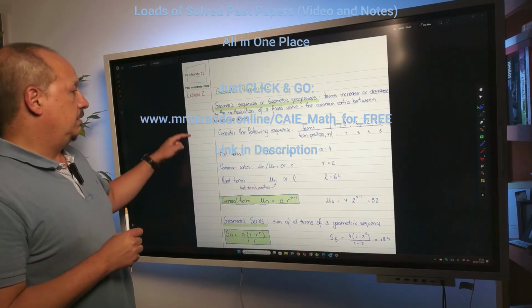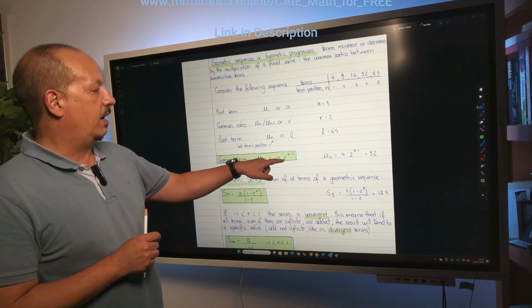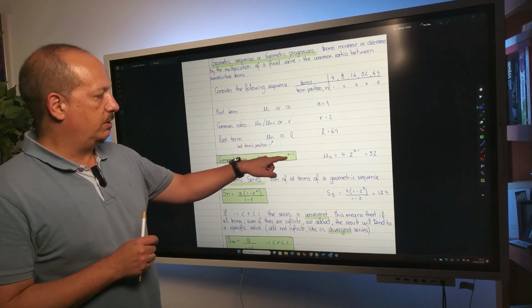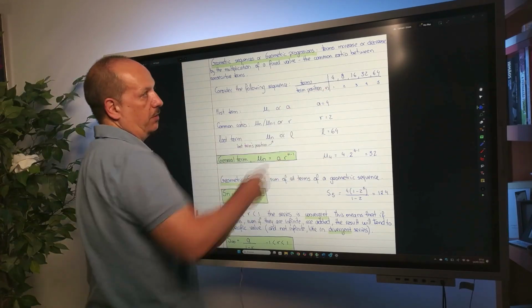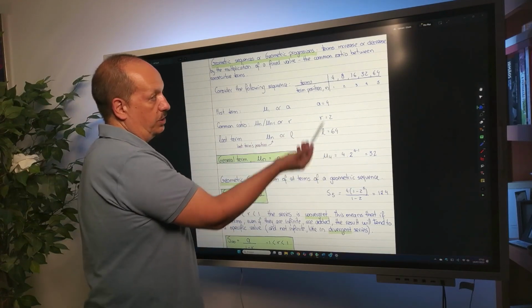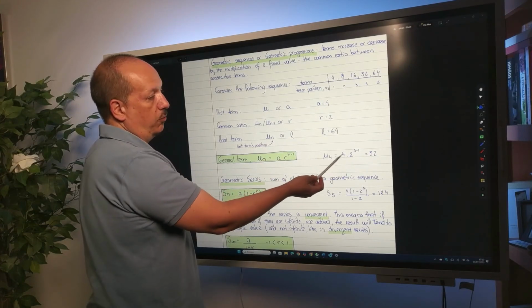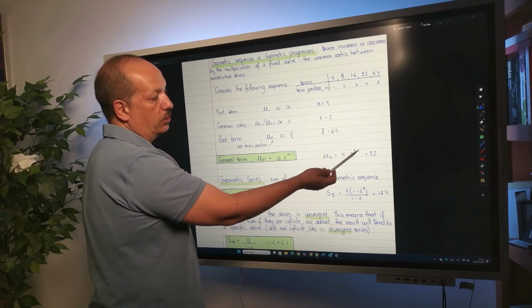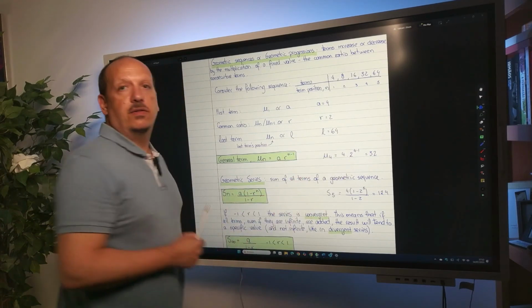And then, knowing this, what is going to be the general term? It is going to be A times R to the power of n minus 1. So let's say that we want to get the value of the fourth term of that sequence. If we know A, which is 4, and if we know R, which is 2, we can get it. 4 times 2 to the power of 4 minus 1, which is 3. So that is 4 times 8, which is 32.